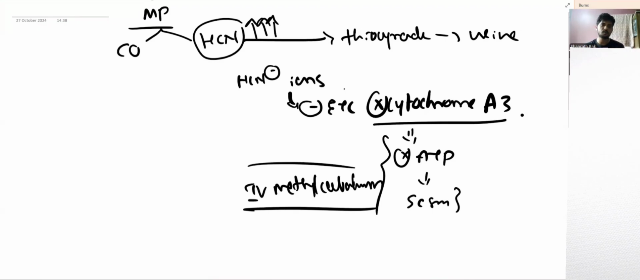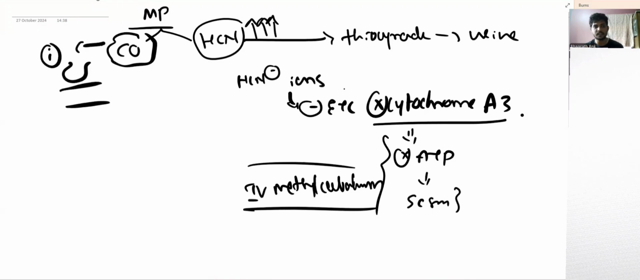Now, what does carbon monoxide do? The first point is that its diffusibility is very much greater. It can easily diffuse from the alveoli through the respiratory epithelium into the blood vessel. Its diffusibility is very much better than oxygen.